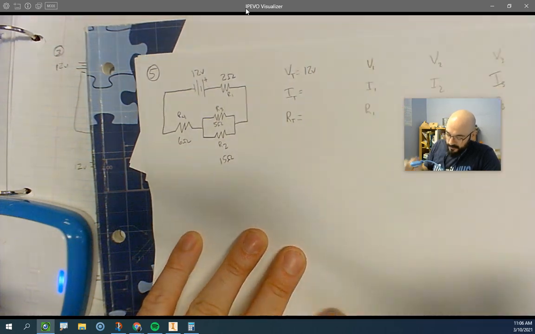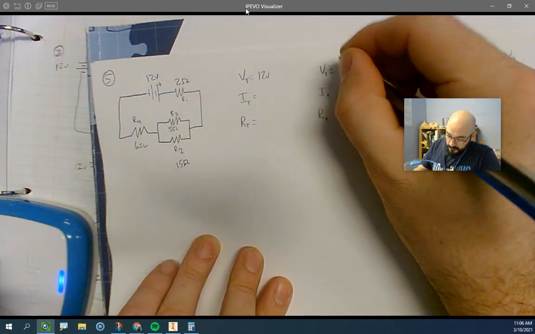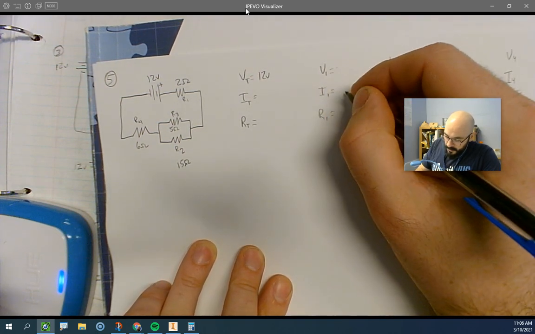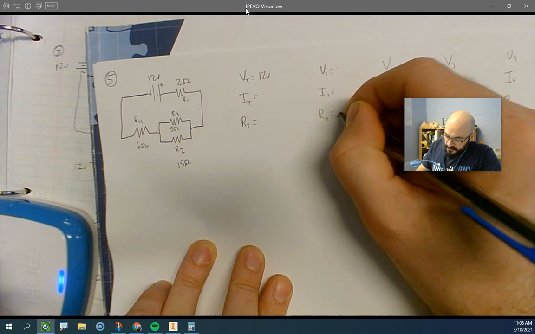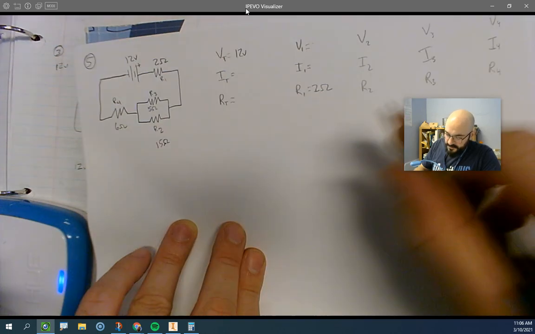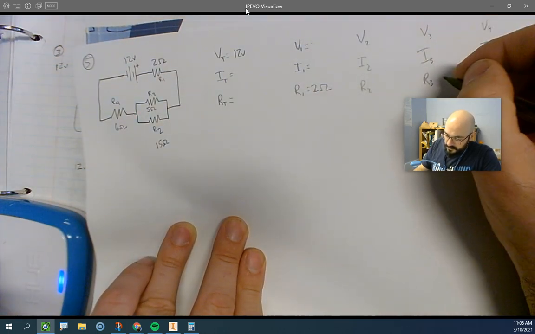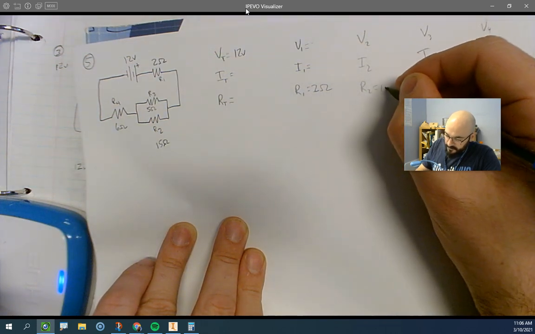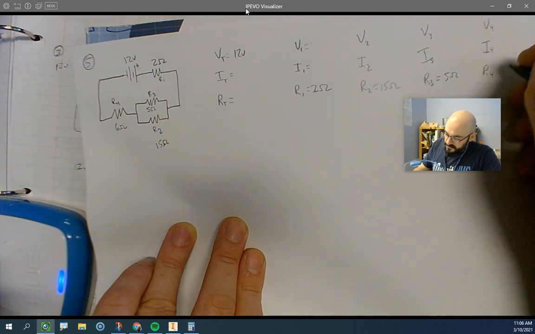We don't know I. We don't know the total resistance yet. V1 is unknown. Resistance 1 is 2 ohms. Resistance 3 is 5 ohms. Resistance 2 is 15 ohms. Resistance 4 is 6 ohms.